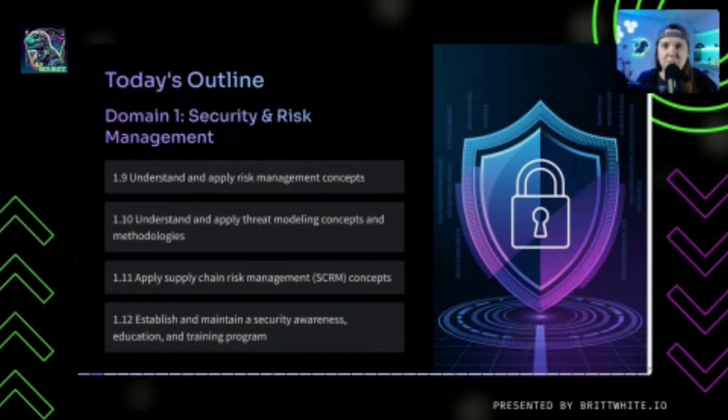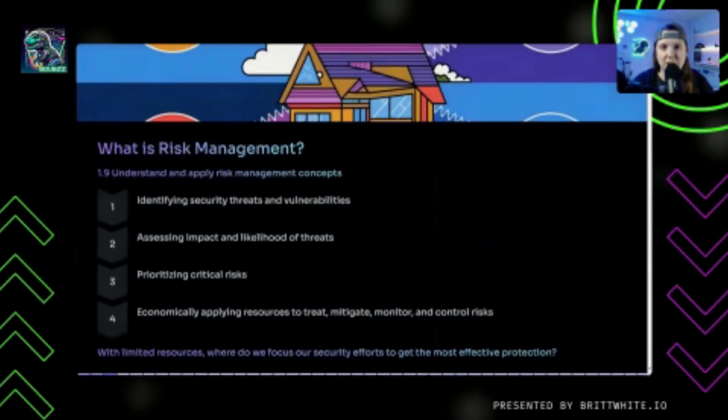All right, Objective 1.9 is all about understanding and applying risk management concepts. This is truly the bedrock of effective security practice. So what is risk management? It's fundamentally about being responsible and making smart choices for your organization's security. It's a structured process of identifying potential security threats and vulnerabilities, assessing the potential impact and likelihood of those threats, then prioritizing which risks are most critical and need immediate attention. And finally, economically applying resources to treat, mitigate, monitor, and control those prioritized risks.